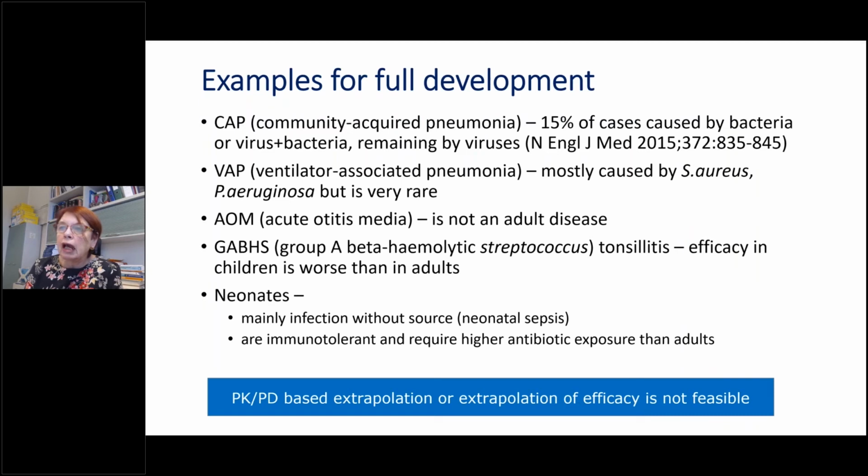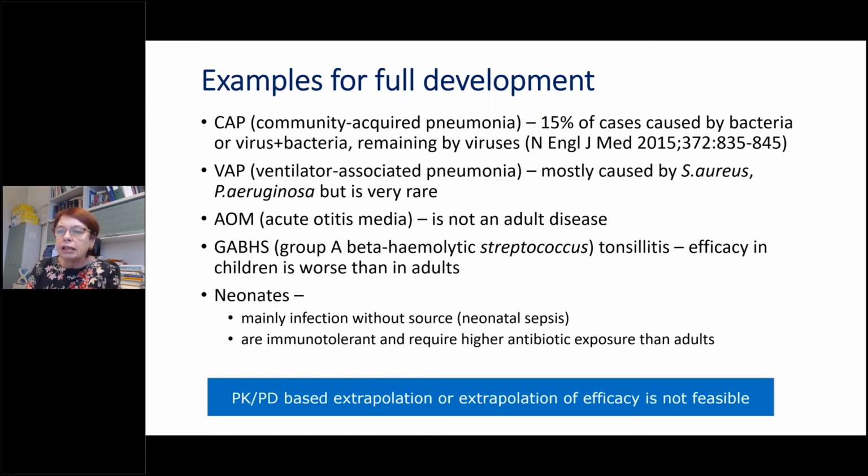For the full development program, I'll just bring you some examples. Community-acquired pneumonia may be very different in children and in adults. You have seen that many cases of community-acquired pneumonia in children are caused by viruses. Ventilator-associated pneumonia is also very different in children and in adults, and it's going to be increasingly difficult to do studies in ventilator-associated pneumonia, because this is fortunately becoming a very rare disease in pediatrics.